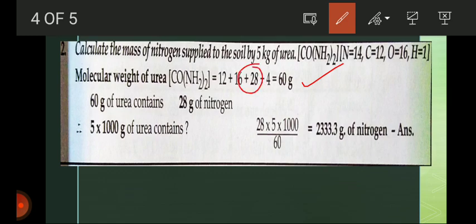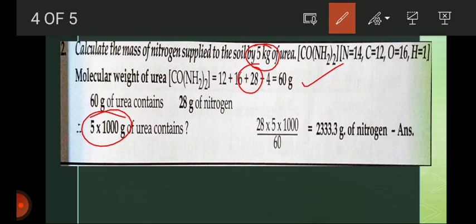So if 60 gram of urea contains 28 gram, then here it's 5 kg. 5 kg means how many grams? 5 into 1000 gram, right? 1 kg means 1000 gram. So 5 kg means 5000 gram. It is very simple. So how we will find it out?